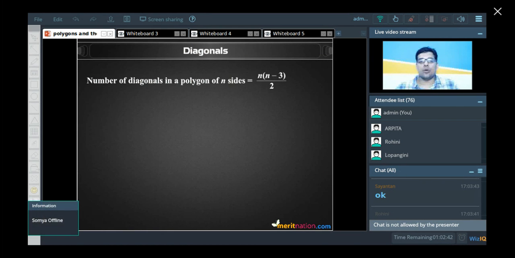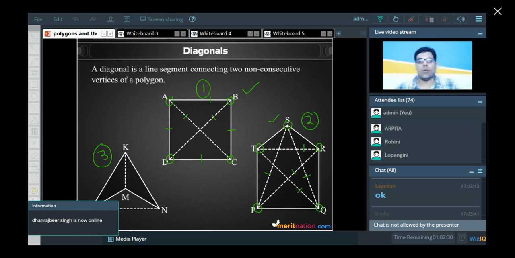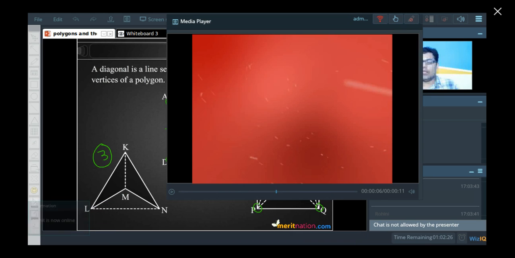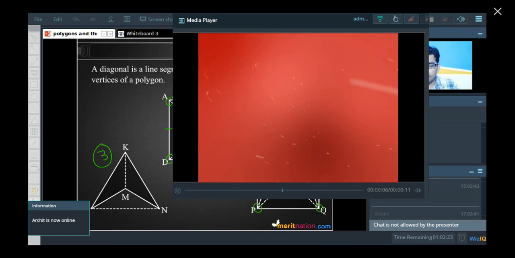Next is how to find the number of diagonals in a polygon of n sides. Earlier, in number 1, the quadrilateral is polygon ABCD. It is a quadrilateral.